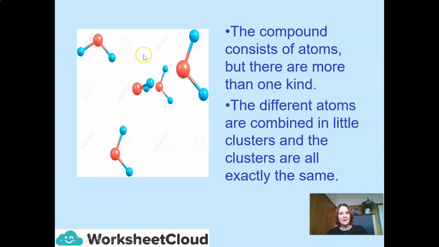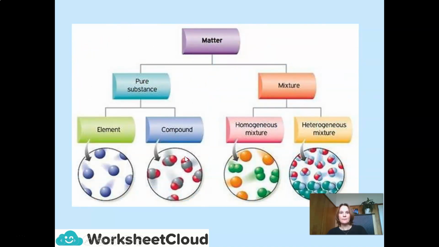The compound consists of atoms, but there are more than one kind. Here we go again, an example. The different atoms are combined in little clusters, and each little cluster is exactly the same. So here we go. Exactly the same compounds combined. So let's take a closer look again. Let's break it down for you.